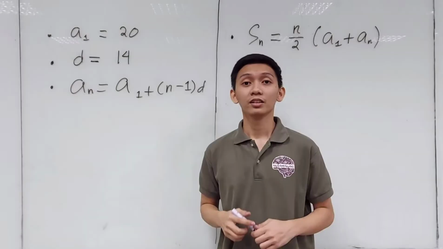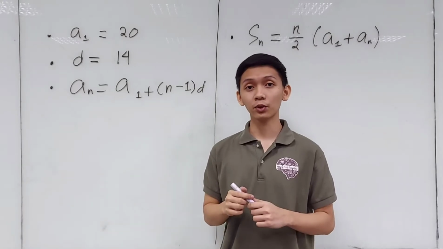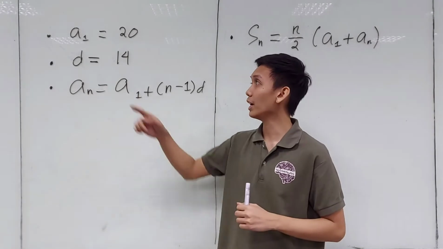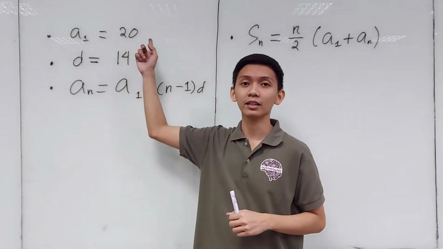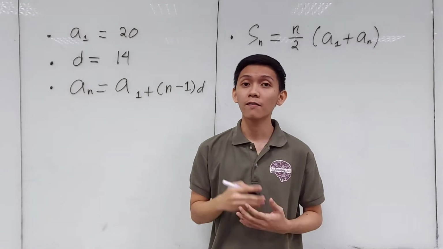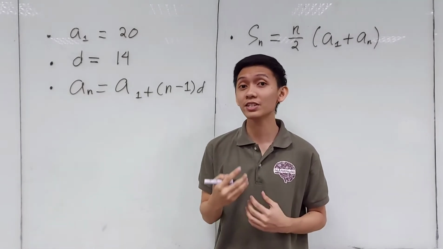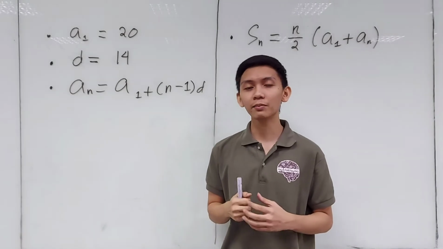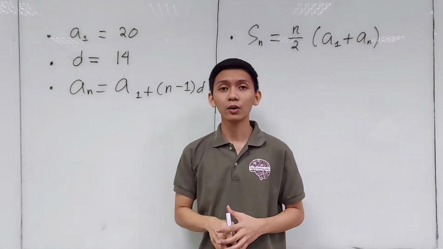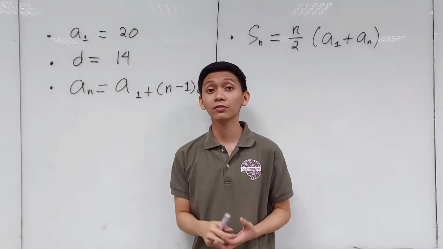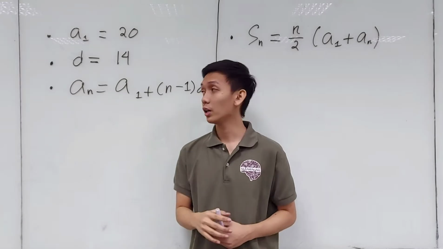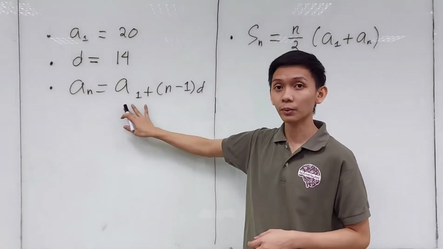The number of people living on the first floor is 20. That means the first term, or the value of a sub 1, is equal to 20. Now, as you may notice, the number of people living on each floor, from first to fifth, always increases by 14. That means the common difference, or the value of d, is 14.